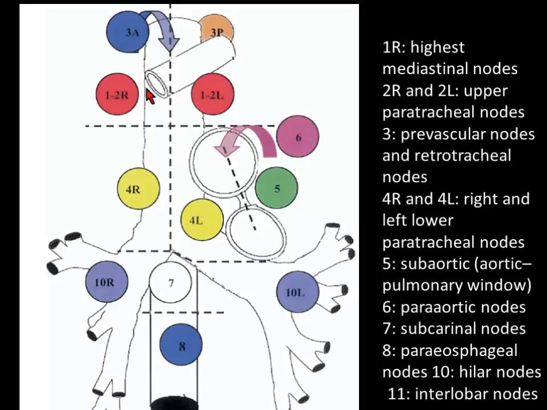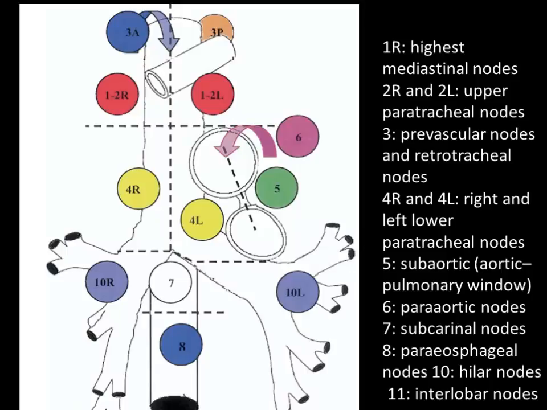Looking at this, this is the brachiocephalic vein coming from here. The left brachiocephalic joins with the right and forms the SVC. So anything anterior and superior to this is 3A, and we call it prevascular or anterior mediastinum. Anything below this and up to this level, this is the aortic arch, is the upper paratracheal lymph nodes. Yeah?